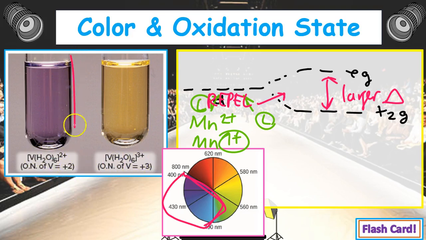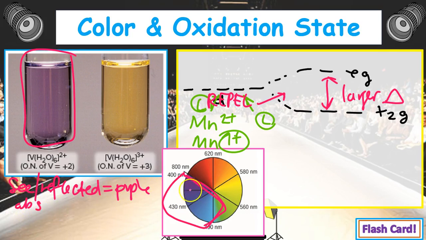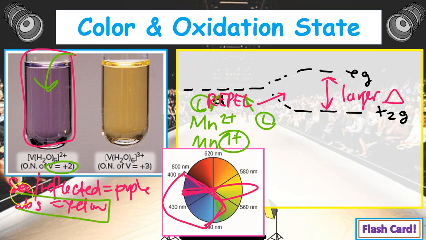First thing you have to ask yourself is, what color am I seeing? The color you see is the color that is reflected or transmitted, and you are seeing purple here. If you want to figure out what is absorbed, you just get the complement. If I'm seeing this purple here, the complement would be a yellow color. That means in order for me to see this color for vanadium 2+, this vanadium 2+ would have had to absorb a low energy color like yellow in order to reflect a high energy color like purple, right? We can do the same thing for vanadium 3+.